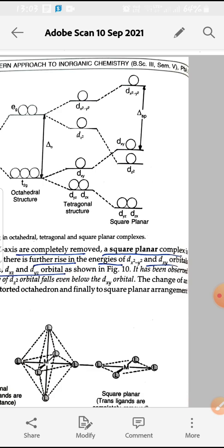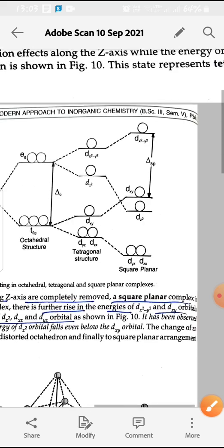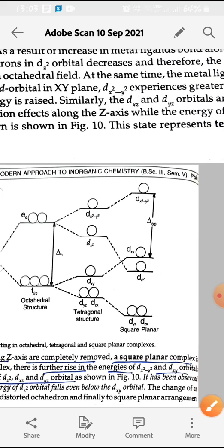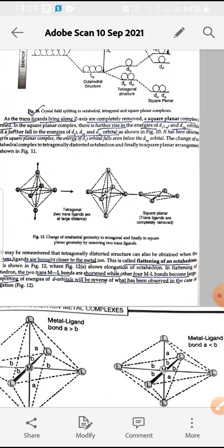the dxy. Similarly, the energy of dyz and dzx further decreases, whereas the dxy energy increases even greater than the dz square. So this is the crystal field splitting in a square planar complex, and the gap between dx square minus y square and dxy is delta sp, the square planar splitting. So this is the square planar and tetragonal splitting.